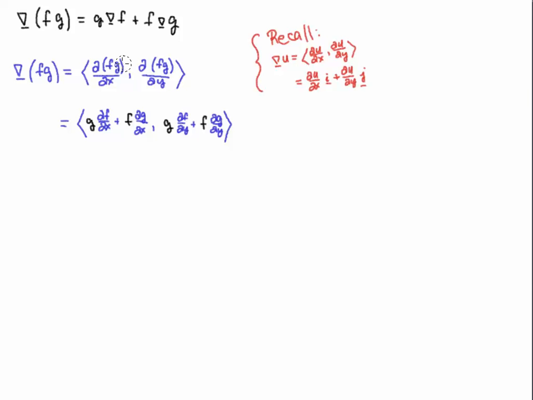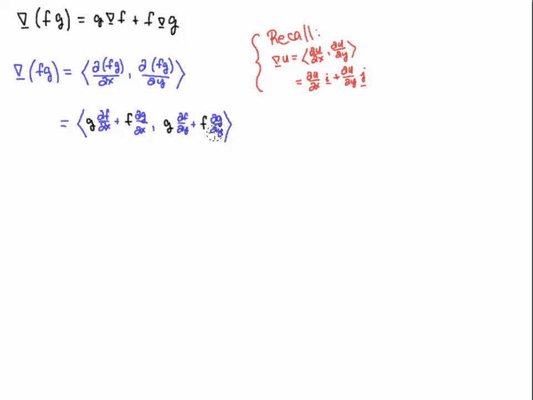Now, in the first component, I just apply the good old product rule. So I take the derivative of the first function f, leave the second function g alone, plus the first function f multiplied by the derivative of g with respect to x, comma, and then I apply the product rule to the second component in a similar fashion.